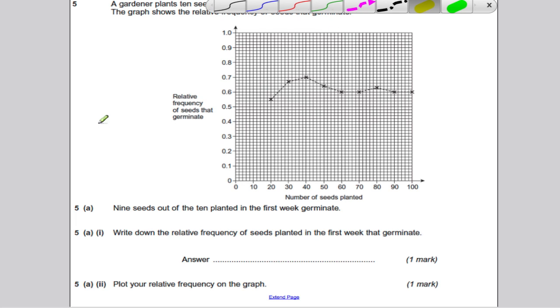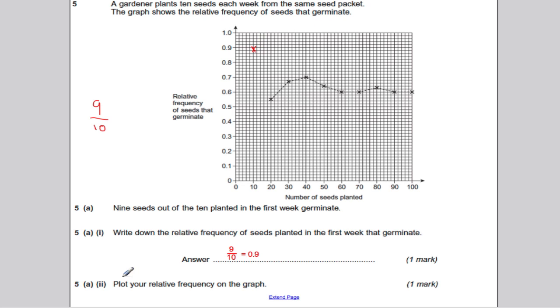Well, the relative frequency is the number of observed outcomes, so in this case 9, divided by the number of times we've done the experiment, which is 10. 9 out of 10 is going to be 0.9. So I've got to plot 0.9 with 10 on my frequency polygon, which is roundabout there. So that's part A done.